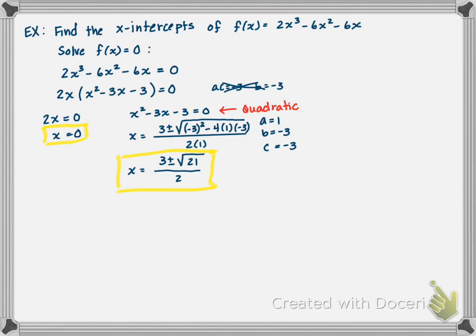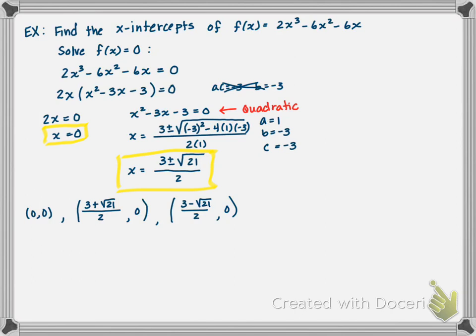There's one more step to do here, which is to write ordered pairs for my x-intercepts, right? So I found the zeros of the function. From there, I have to put them into ordered pairs with a y-coordinate of 0. So I get 0, 0, and 3 plus the square root of 21 over 2, 0, and 3 minus the square root of 21 over 2, 0. And so be really careful with these.